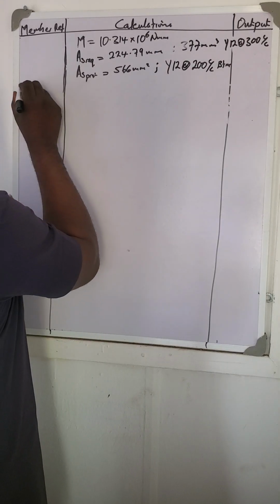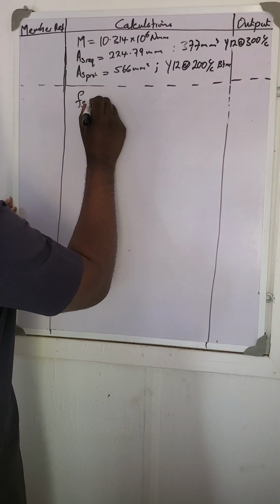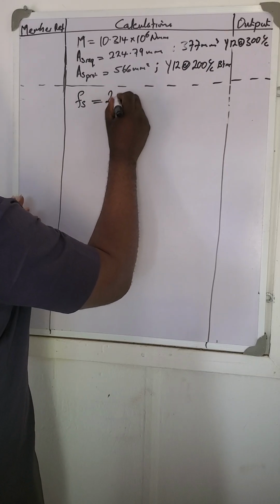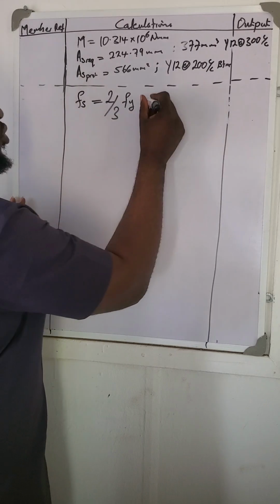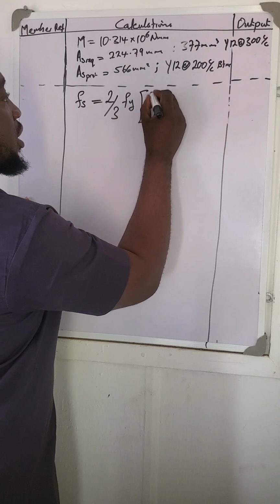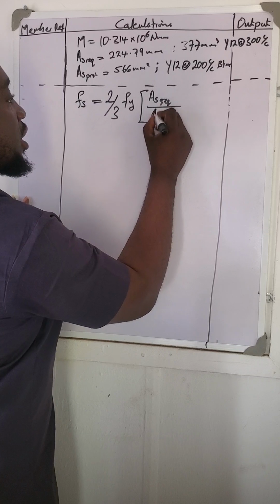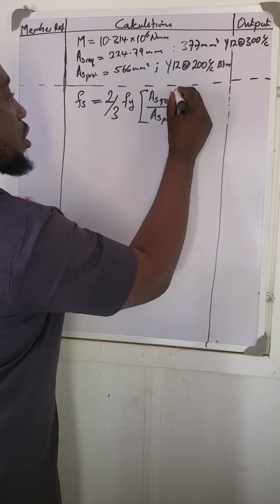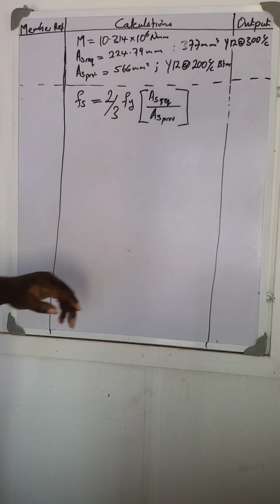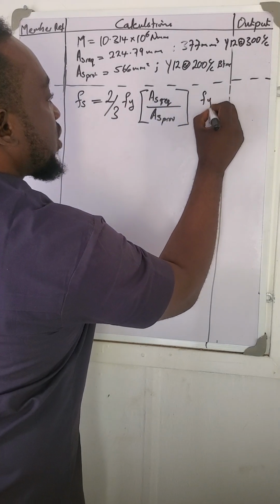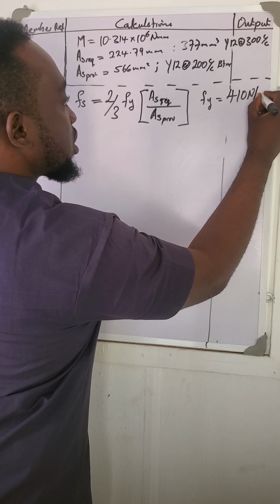What we'll have to do now is to calculate the service stress of the steel, FS, which is equal to 2/3 of Fy, characteristic strength of steel, multiplied by AS required over AS provided. And we have AS required to be this. We have AS provided to be this. Where Fy is our characteristic strength of steel, which is taken to be 410 Newton per millimeter square.